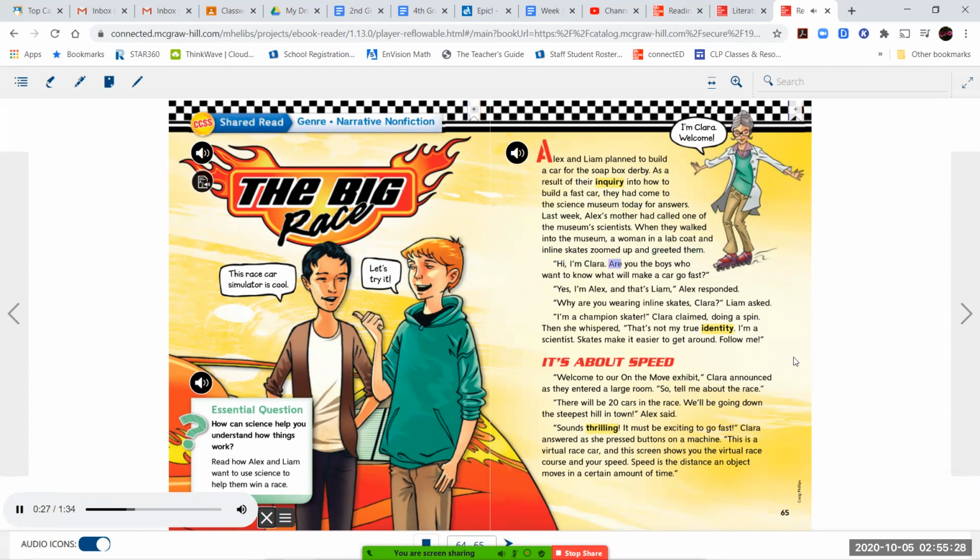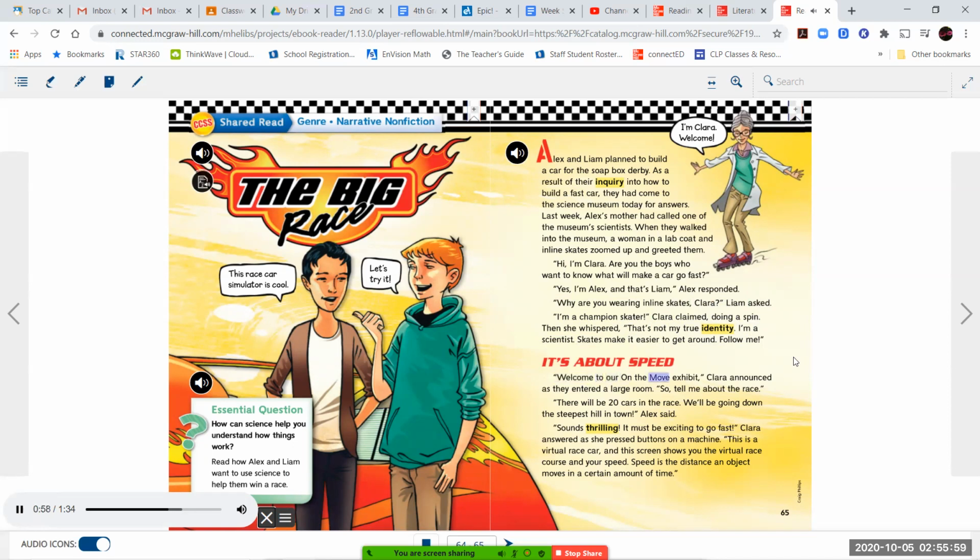"Hi, I'm Clara. Are you the boys who want to know what will make a car go fast?" "Yes, I'm Alex, and that's Liam," Alex responded. "Why are you wearing inline skates, Clara?" Liam asked. "I'm a champion skater," Clara claimed, doing a spin. Then she whispered, "That's not my true identity. I'm a scientist. Skates make it easier to get around. Follow me. It's about speed."